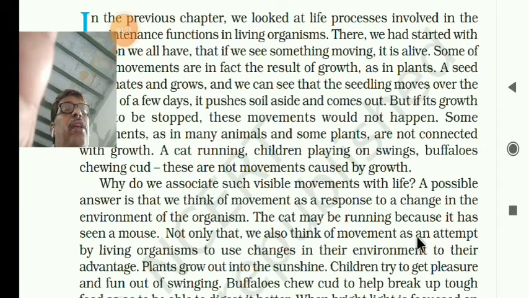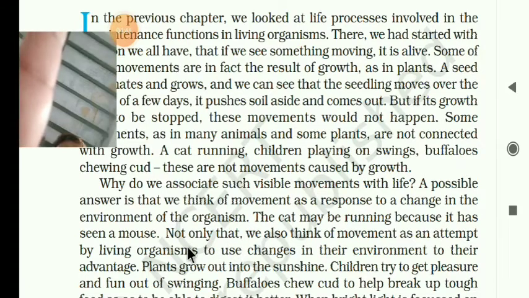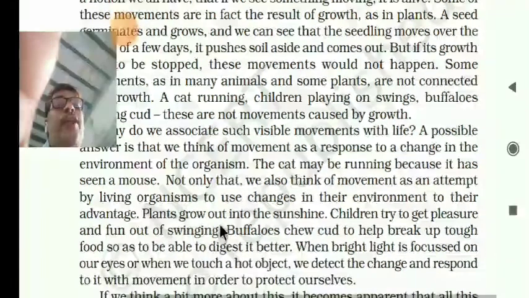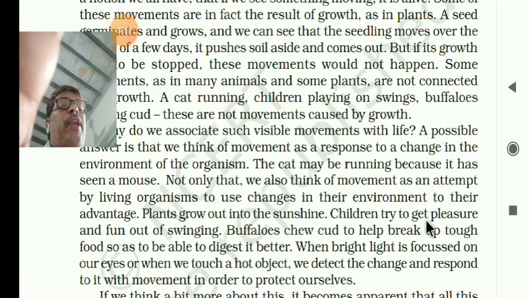Not only that, we also think the movement is an attempt by the living organisms to use changes in their environment to their advantage. The living organism shows a response to environmental changes. For example, plants grow towards the sunshine. Children try to get pleasure and fun out of swinging. Buffaloes chew the cud to break the tough food so it is digested better. These are all living beings responding to environmental conditions.